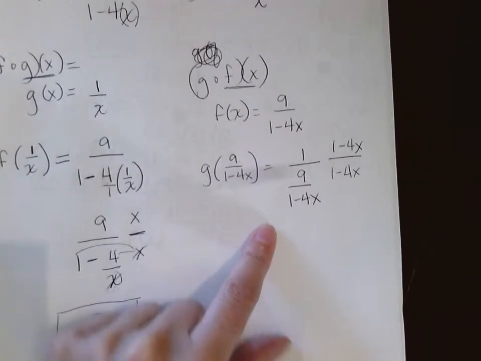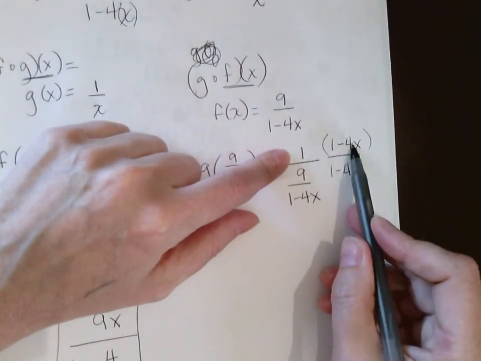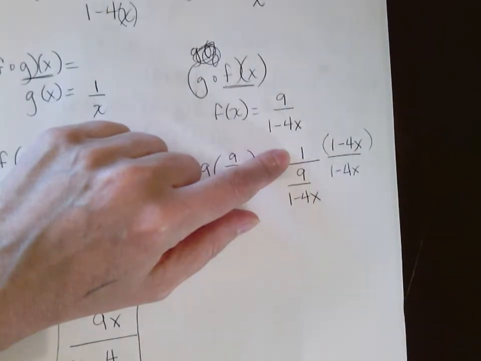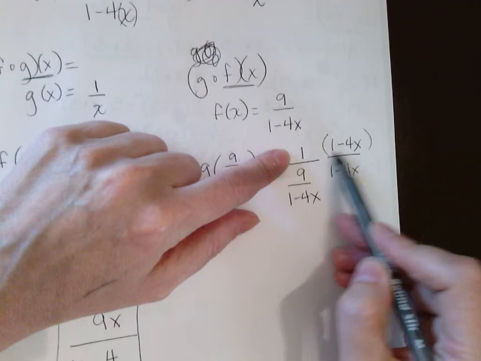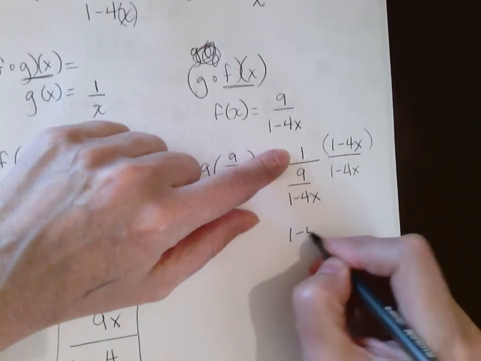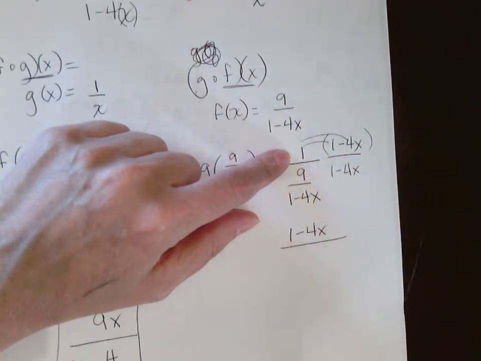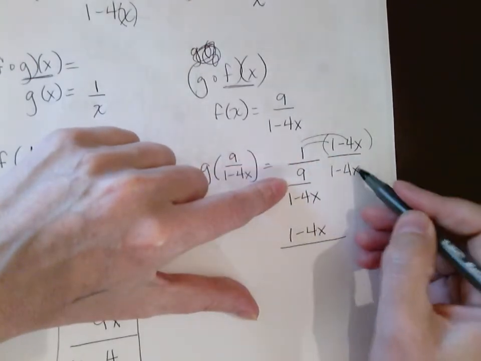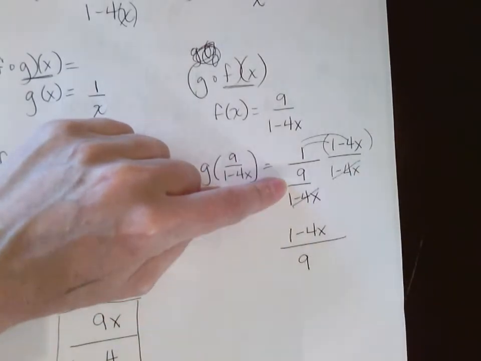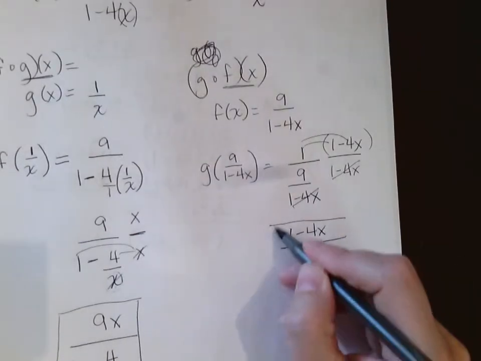Let's see what happens. In the top, well, 1 times all of this, if you distribute a 1, it's just going to give me 1 minus 4x, right? If you multiply something times 1, it doesn't change. So I just have 1 minus 4x in the top. Now, look what happens in the bottom. That cancels that. So you're just left with 9. So you have 1 minus 4x over 9.